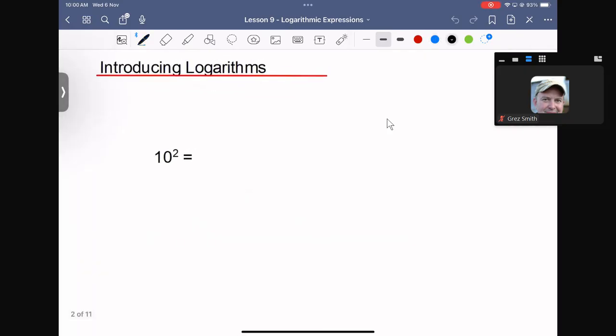Can somebody help me? What is 10 squared? Let me see some hands. Omar. 100. Excellent. Okay. What is the number we need to raise 10 by in order to get 100? Carlos? 2.